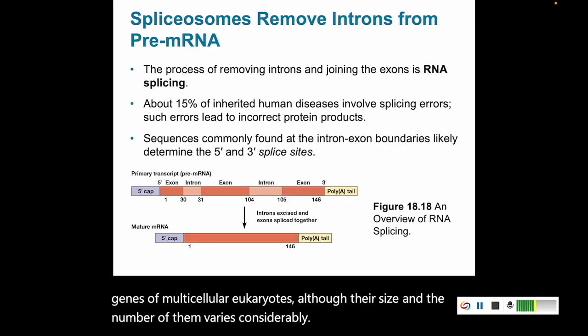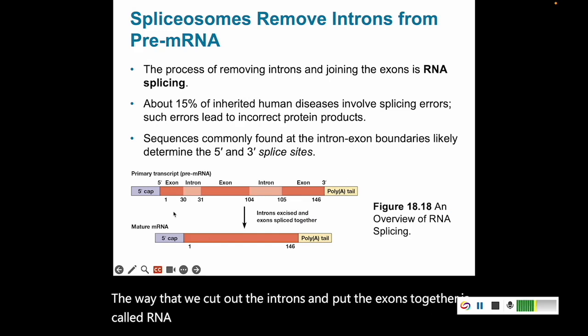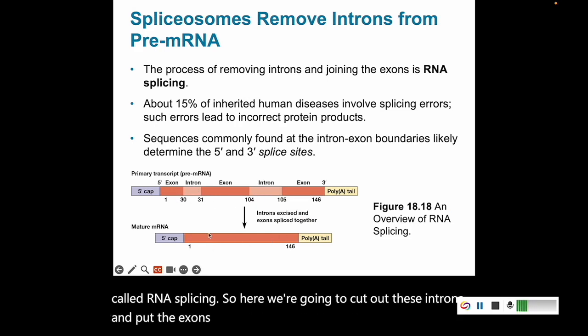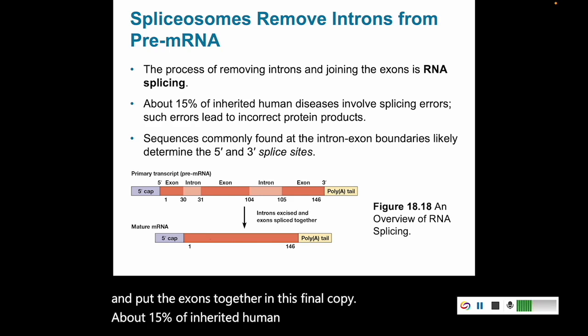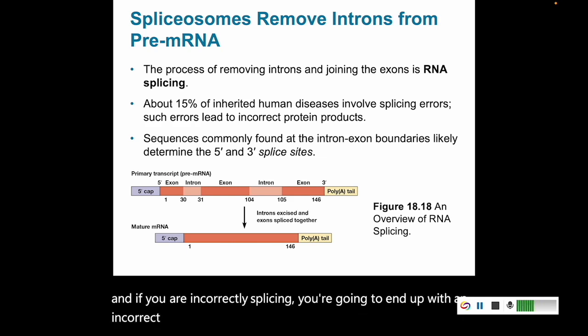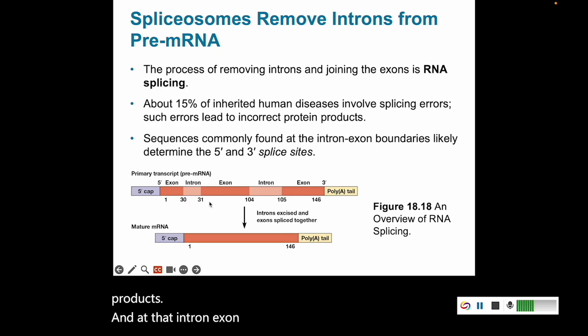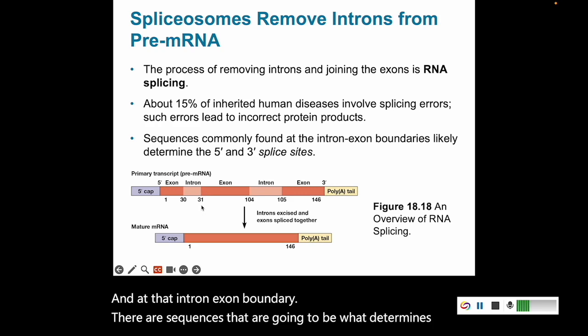The way that we cut out the introns and put the exons together is called RNA splicing. So here we're going to cut out these introns and put the exons together in this final copy. About 15% of inherited human diseases involve splicing errors. And if you are incorrectly splicing, you're going to end up with an incorrect mRNA, which means you'll end up with incorrect protein products. And at that intron-exon boundary, there are sequences that determine those 5' and 3' splice sites.